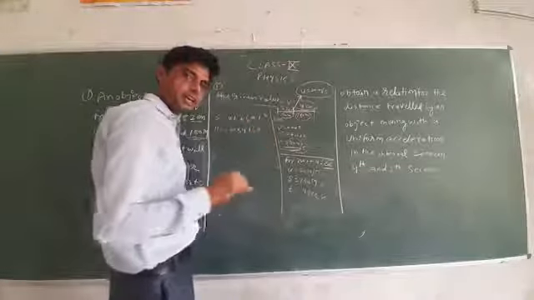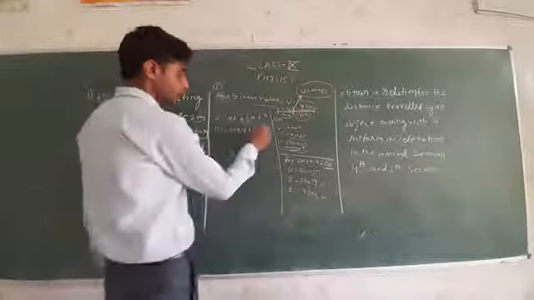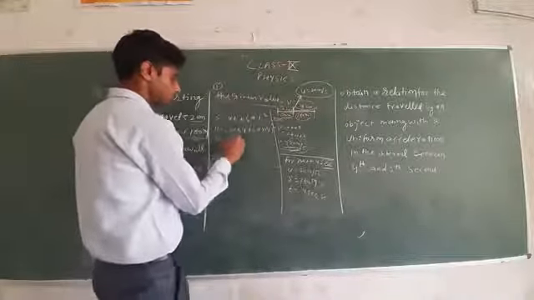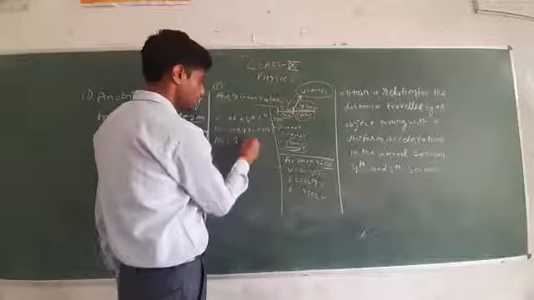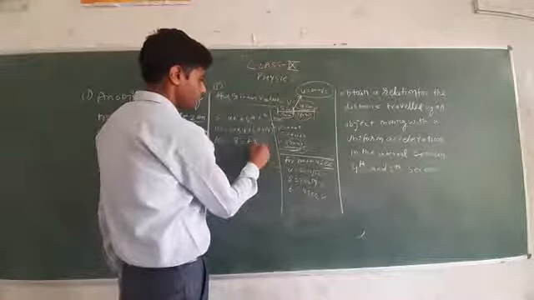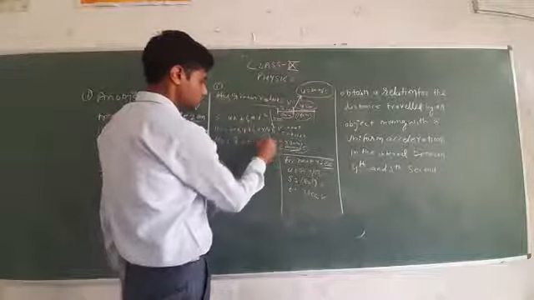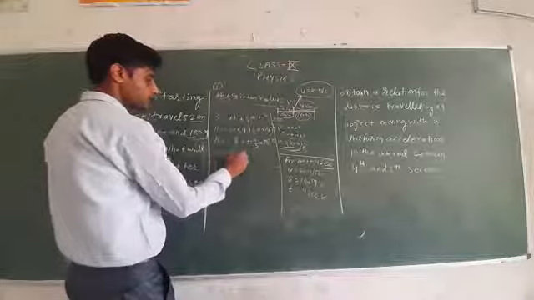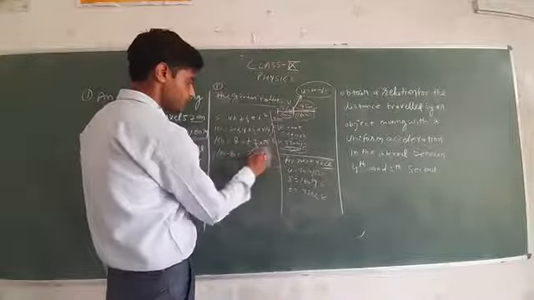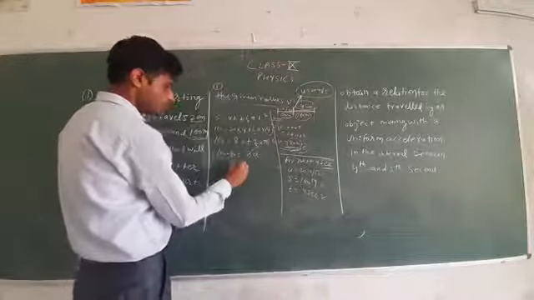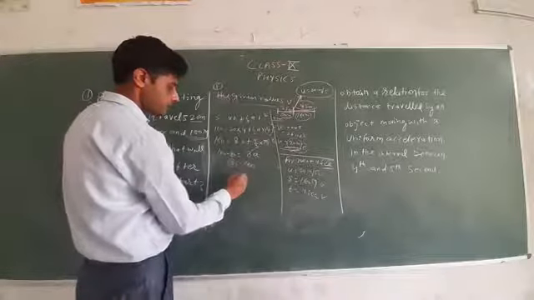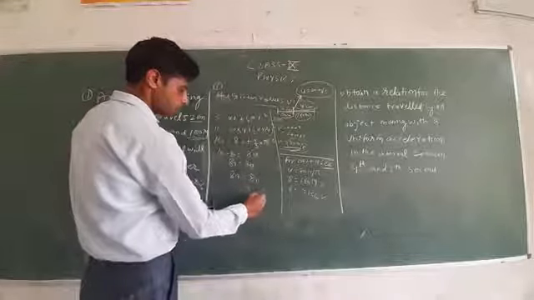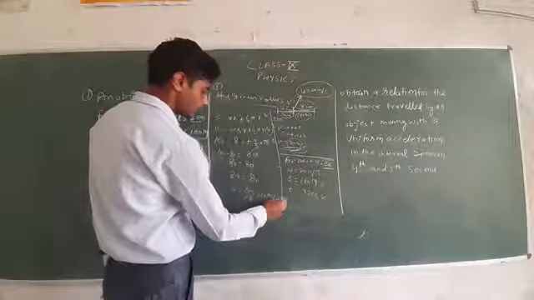I have to check the value of a, and t is 4. So 160 minus 80 equal to 8a. So 80 is equal to 8a. So 8a is equal to 80. So a is equal to 80 upon 8. It means 10 meter per second squared.